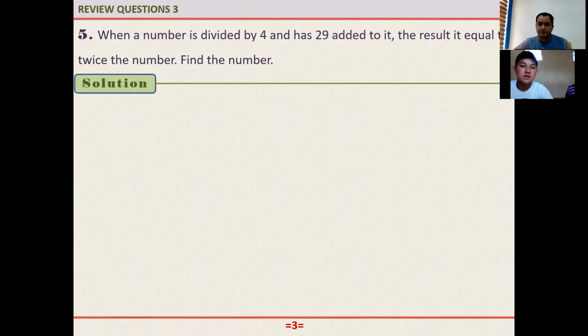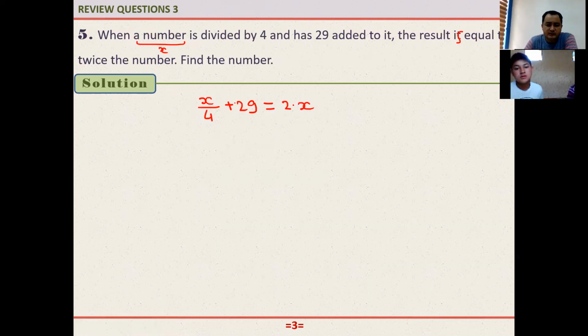When a number is divided by 4 and has 29 added. Okay, when a number is divided by 4, this number we don't know, let's say this x. So that is x divided by 4 and has 29 added to it. So we are adding 29. So the result is equal to twice the number. So this result is equal to twice x, 2x.